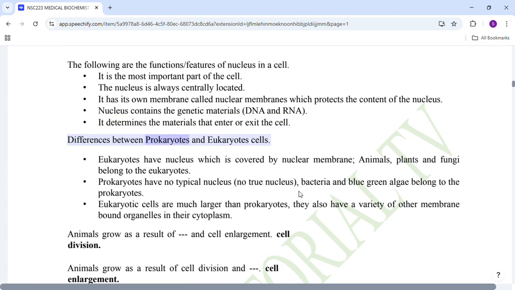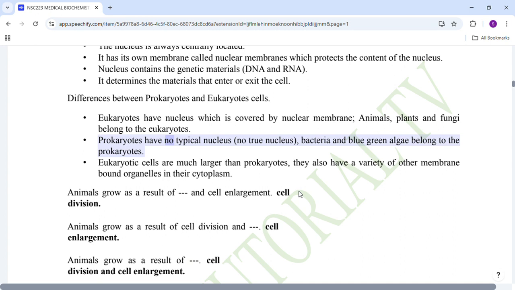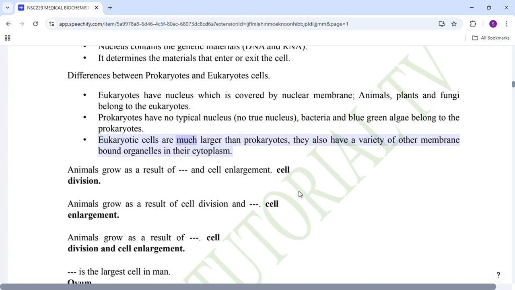Differences between prokaryotes and eukaryotes cells. Eukaryotes have a nucleus which is covered by a nuclear membrane. Animals, plants, and fungi belong to the eukaryotes. Prokaryotes have no typical nucleus, no true nucleus. Bacteria and blue-green algae belong to the prokaryotes. Eukaryotic cells are much larger than prokaryotes. They also have a variety of other membrane-bound organelles in their cytoplasm.